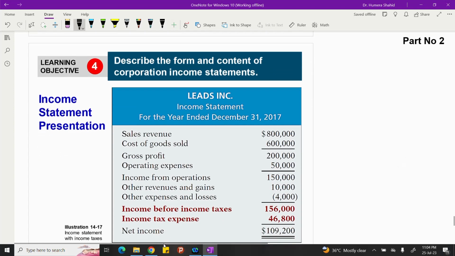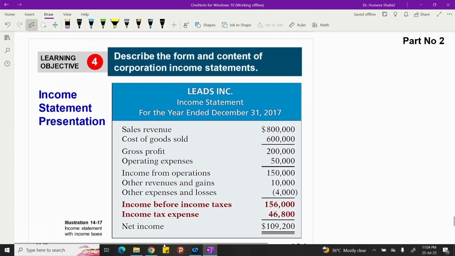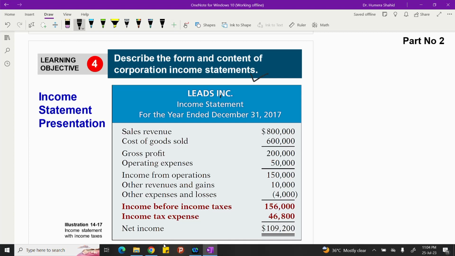How does the corporate income statement look like? If you see here, we have firstly the sales revenue. If it is a service organization, we will have service revenue. We deduct the cost of goods sold, we get gross profit. This is the first level of profit. Then we deduct all the operating expenses out of it. So we get the second level of profit, which is known as operating profit, or you can say income from operations. Then you add other revenues and gains.